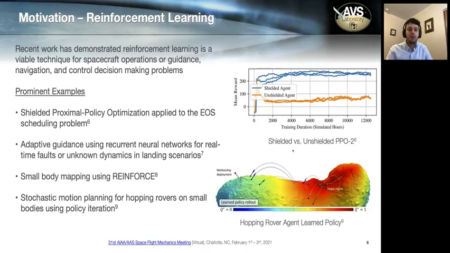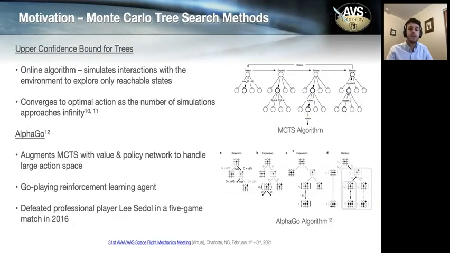Some good examples include shielded proximal policy optimization applied to the EO scheduling problem. That was done here in the AVS laboratory. Also adaptive guidance for landing scenarios using recurrent neural networks. JPL has applied the REINFORCE algorithm to small body mapping. And there's been some work at Stanford looking at stochastic motion planning for hopping rovers on small bodies. So lots of work in this area, and these algorithms have been shown to be very useful for spacecraft planning problems.